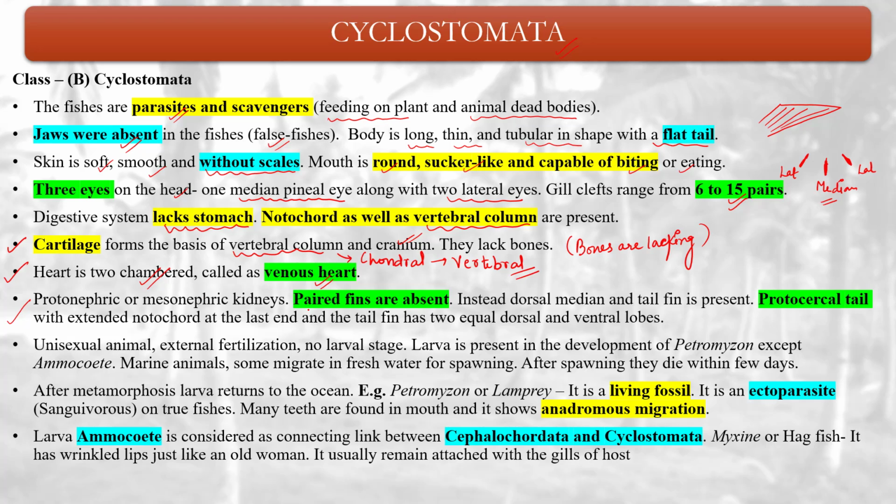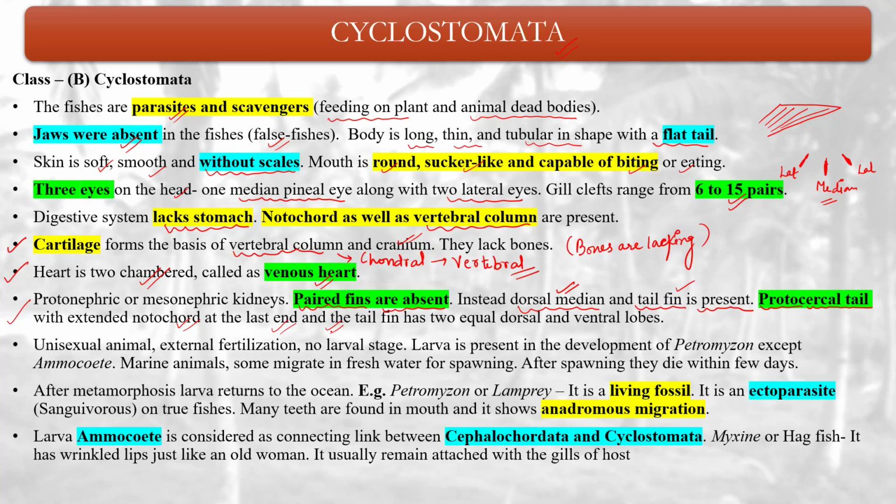Paired fins are absent. Fins are there, but paired fins are absent. Instead of these paired fins, a dorsal median and a tail fin is present. Protocercal tail is present, which has an extension of the notochord at the terminal end of the tail.